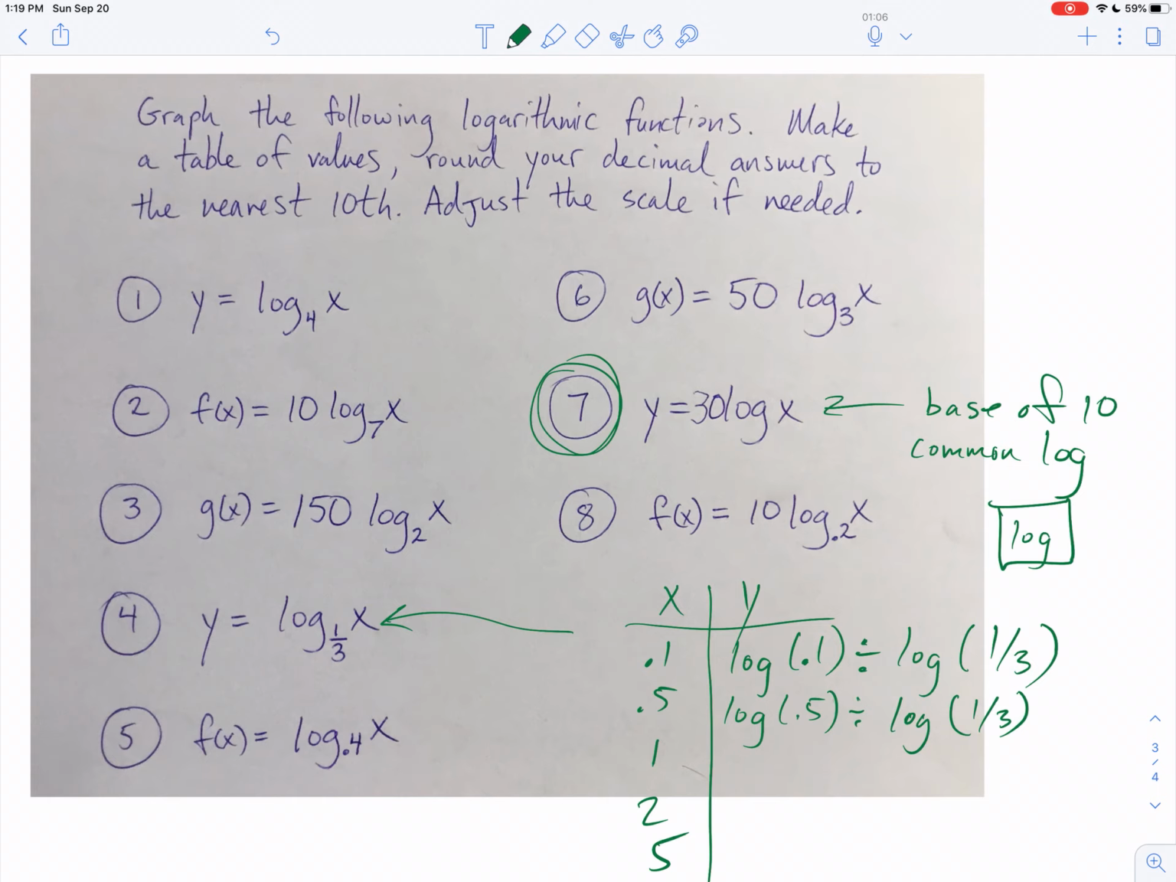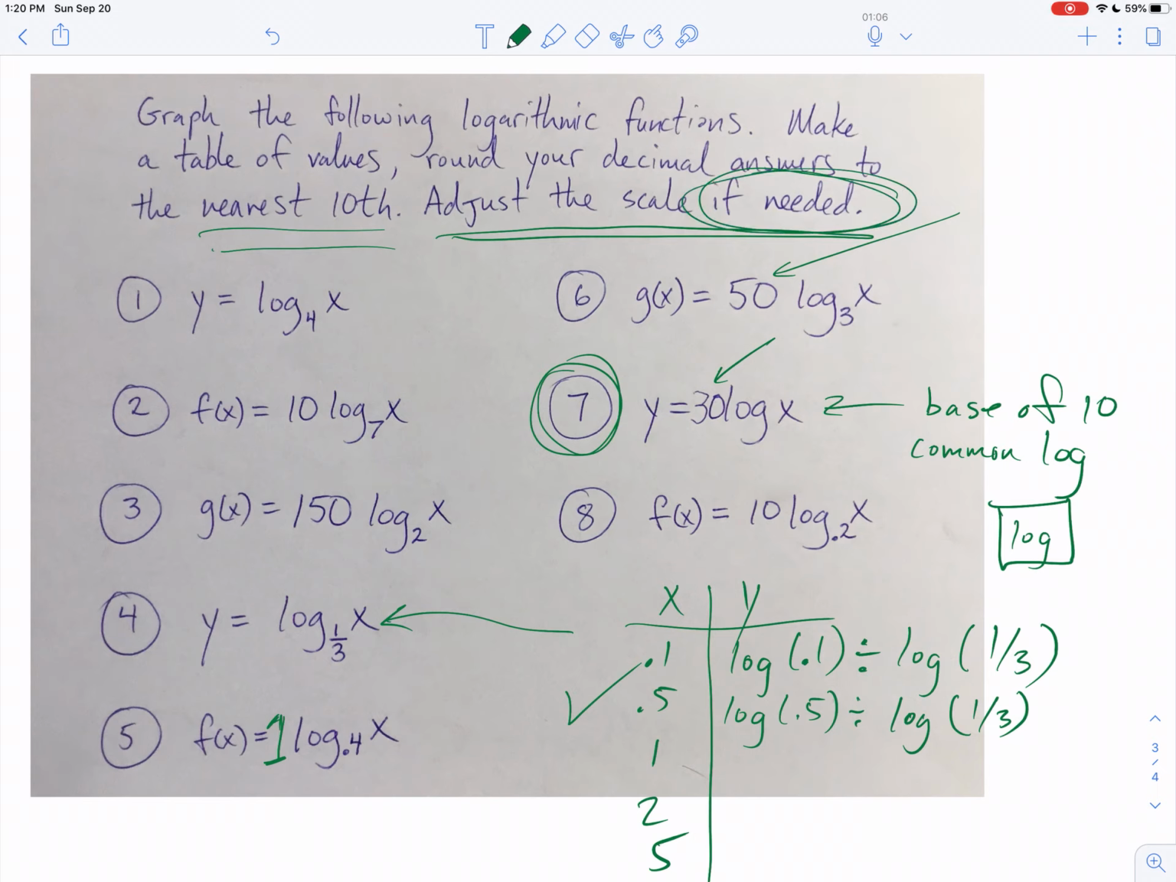So what does it say here? Graph the following logarithmic functions. Make a table of values, just like this. Round your decimal answers to the nearest tenth. Adjust the scale if needed. So for this one, your scale would be 30. Every dash on the y-axis should be 30. On this one, every dash on the y-axis should be 50. Okay? This guy, the scalar is a 1. They didn't write anything in, so don't change your scale. That's what it means by adjust scale if needed.